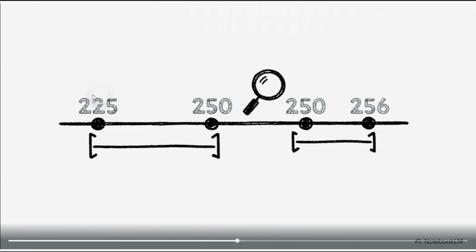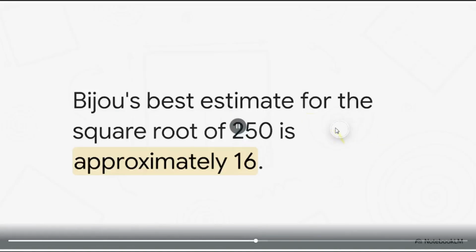Well, think of it on a number line. 250 is only 6 away from 256, but it's a whopping 25 away from 225. I mean, it's clearly way, way closer to its upper neighbor. And just like that, Bijou's got her answer. She can confidently estimate that the square root of 250 is approximately 16. She's back in the game.